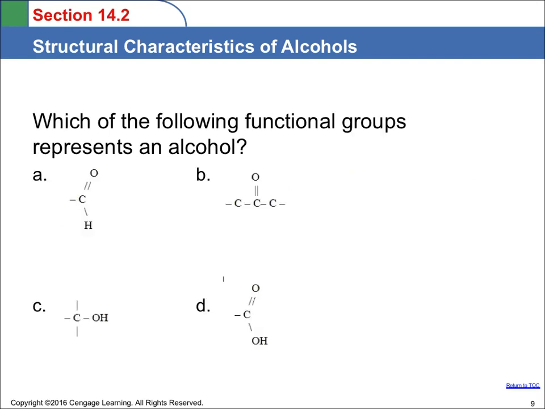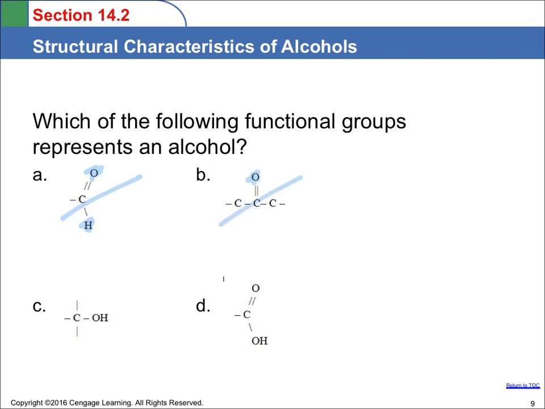So if we look at these structures, which of them represents an alcohol? Remember, we have to have an OH group attached to a saturated carbon. If we look at this first example, the O and the H are not attached to each other, so that one we can quickly eliminate. The second example, again, the oxygen does not have a hydrogen attached to it.